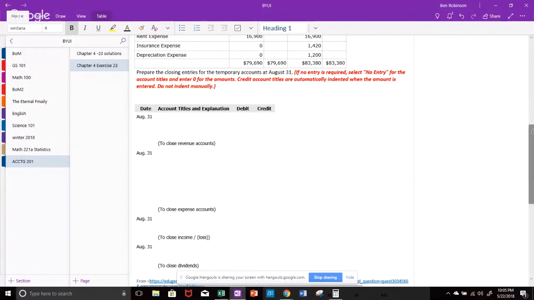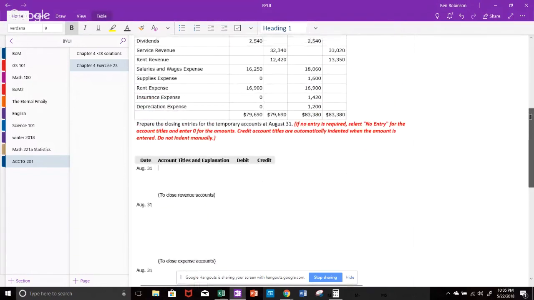So the first revenue account that you'll see here, and I'll try to scroll back up a little bit, is the service revenue account. And so that's the first thing that we would do, put in our service revenue, and we're going to debit. And that amount all the way on the right there is $33,020. And then the next one is rent revenue. And we see up above, all the way in the right column there, it's $13,350 that we're going to debit.